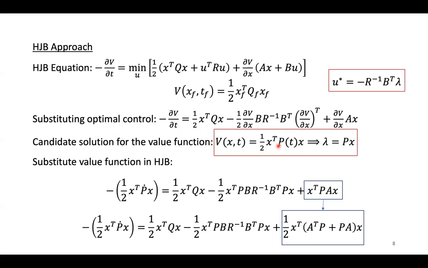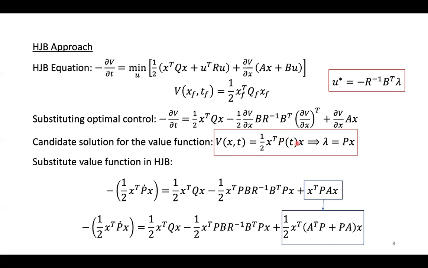What is this P of T is something that we will be deriving in the next few minutes, but we know for a fact from the mathematicians, take my word, that the value function that would solve this partial differential equation is in this form, a quadratic form with regards to X, and the P is essentially a function of time.